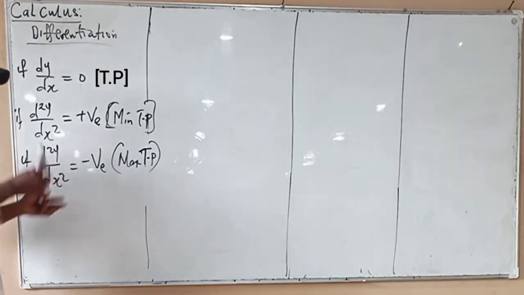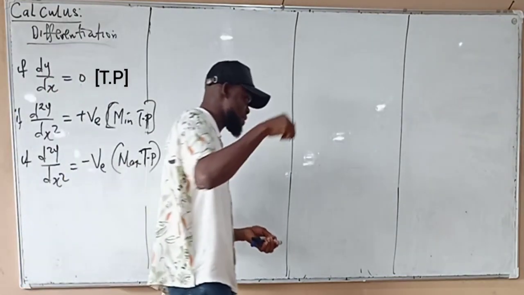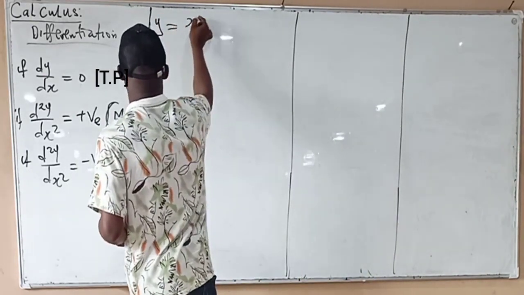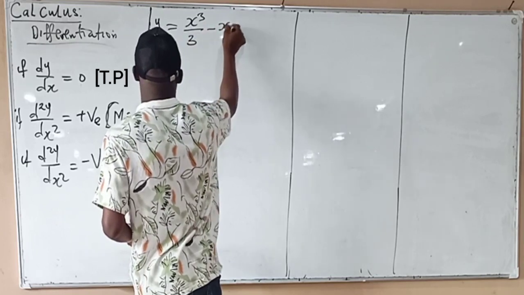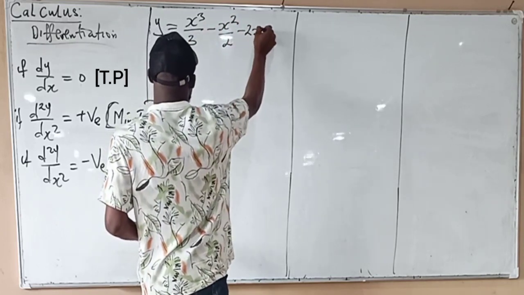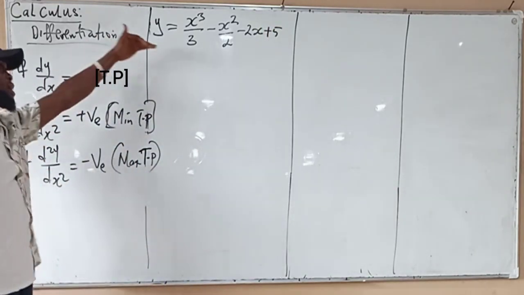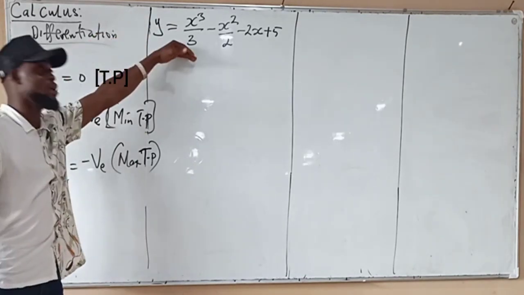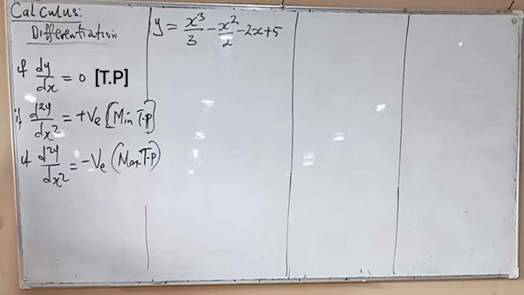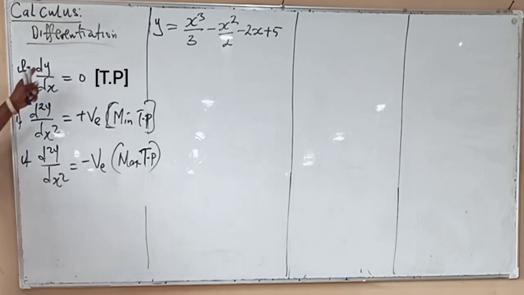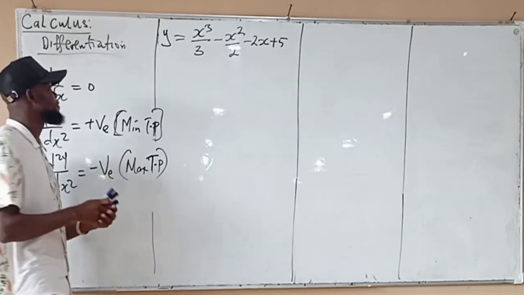Now, for example, obtain the stationary points or turning points and state the maximum and minimum turning points of this function: y is equal to x cubed over 3 minus x squared over 2 minus 2x plus 5. That is the first thing we're going to look at. We'll check the turning points and the maximum and minimum turning points of this same function. So let's go. Remember, at dy over dx equal to 0, we're going to have our stationary point or turning point. Don't forget that.